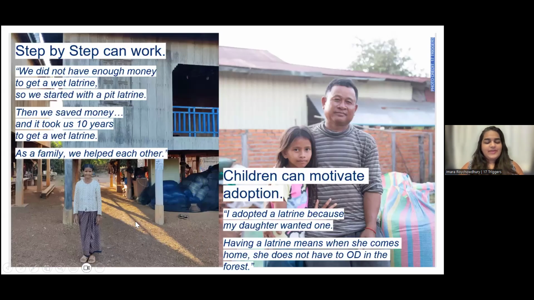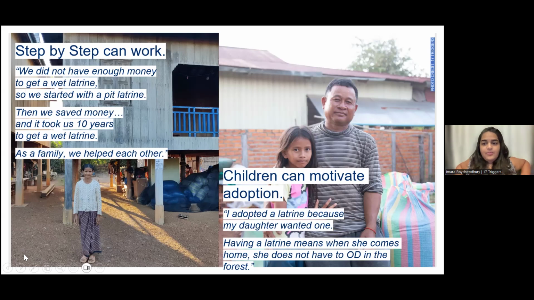So I've laid out a couple of different problems, but here are some bright spots that we met in the field. One lady here on the left did it step by step. She said, we did not have enough money to get a wet latrine, so we started with a pit latrine. Then she saved money for 10 years before she was able to get a wet latrine, and her whole family helps each other. Her daughter gave a little bit of money, her son gave a little bit of money, her sister gave a little bit of money, and together they had a latrine that they built on their house compound.